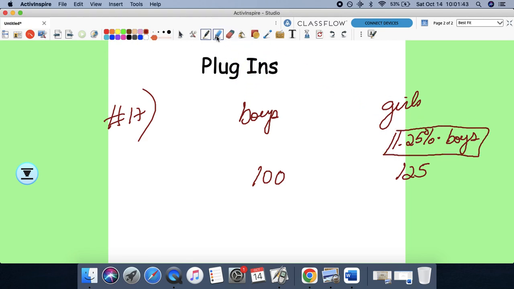All right, so what do they want? If there are B boys enrolled, then in terms of B, what percent of those enrolled are boys?